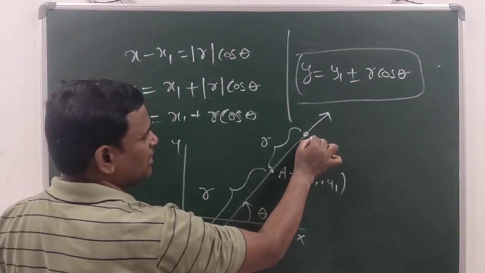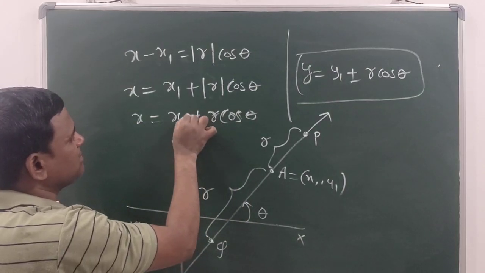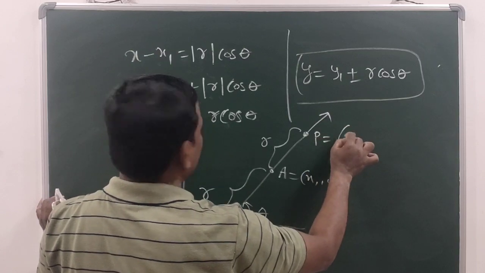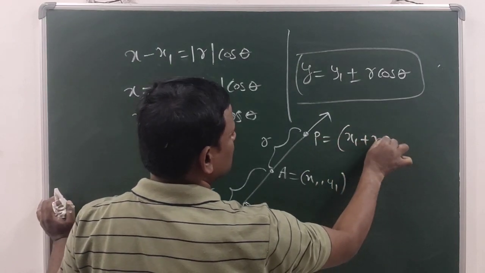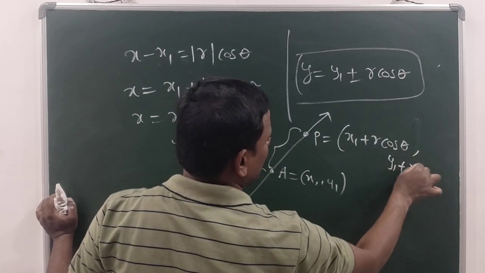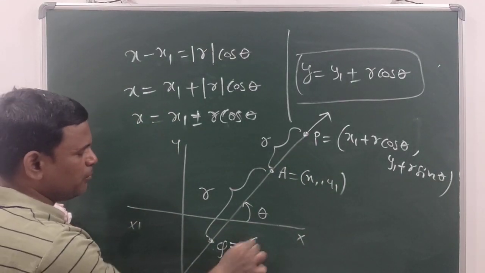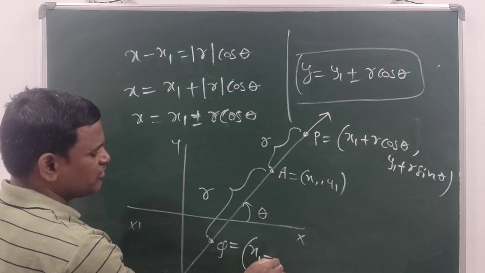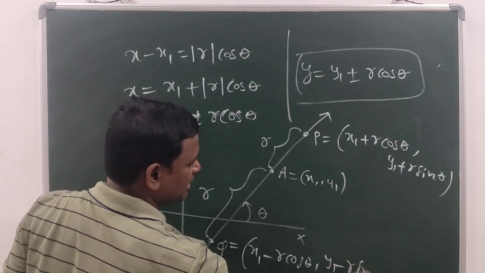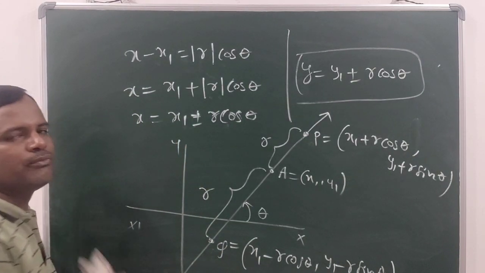Okay. So let us take this point as P. This is Q. When you consider plus here, what do you get? X value x1 plus r cos theta, comma y1 plus r sin theta. So you will get the coordinates of P. Suppose if you consider minus, x1 minus r cos theta, y1 minus r sin theta. So this formula gives you the coordinates of Q.